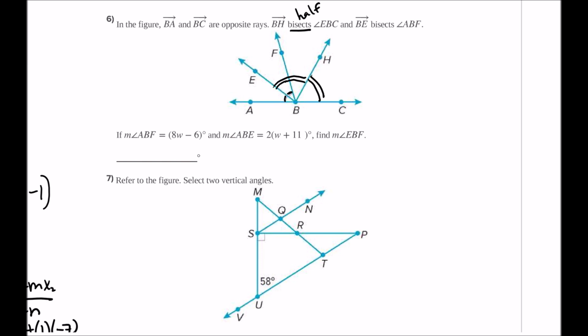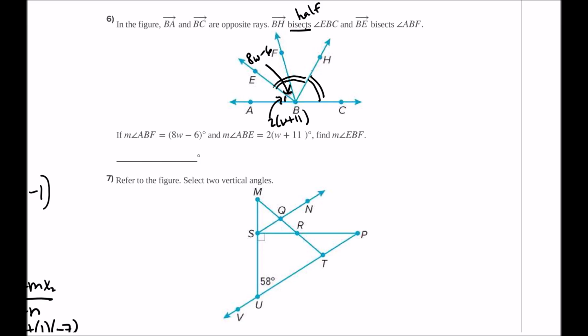Now it says angle ABF is equal to 8W minus 6. They're saying that this little angle here is 8W minus 6, and then ABE, this little angle, is 2 times W plus 11. So actually, we don't really need the bisects part, as it's just extra information. Really, we only have to focus on these two, but we know that these two have to be equal.